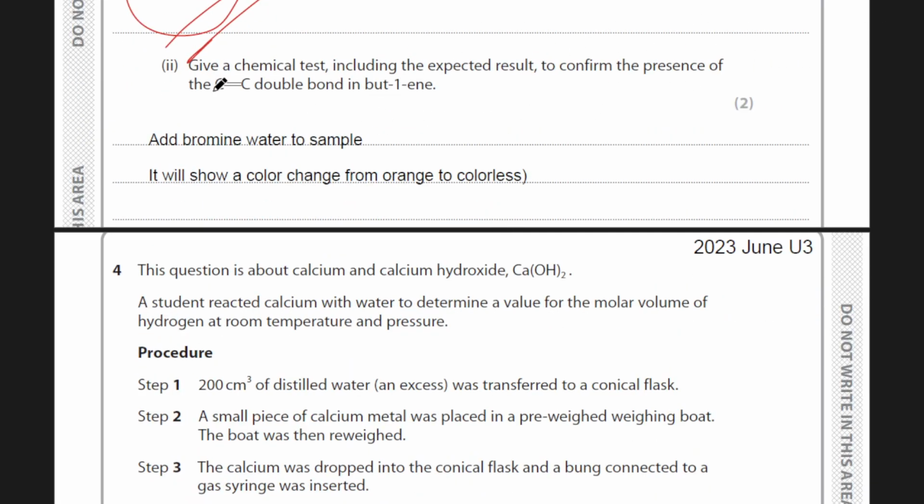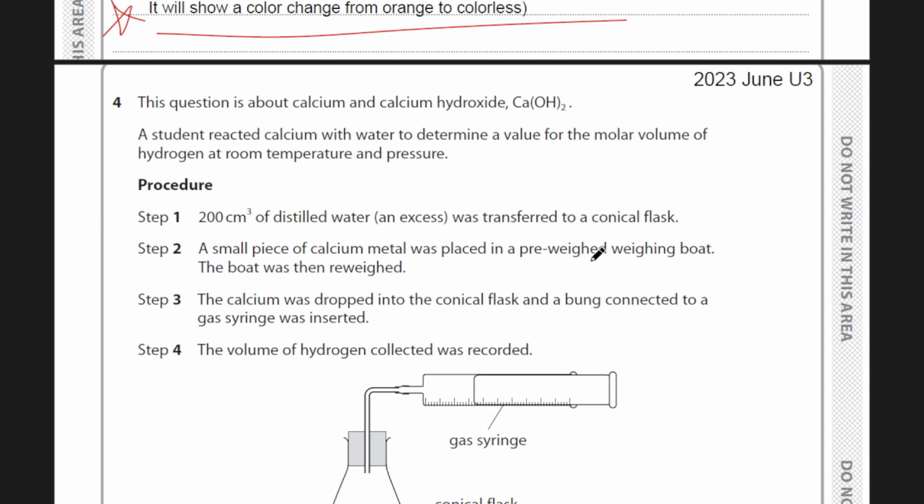This is basically them trying to tell you to determine the presence of a carbon-to-carbon double bond here. So obviously it's a test of unsaturation. You add bromine water, and if we see a color change from orange to colorless, we'll see that there is the presence of a carbon-to-carbon double bond. And if you do not see any color change, then there won't be any color change.